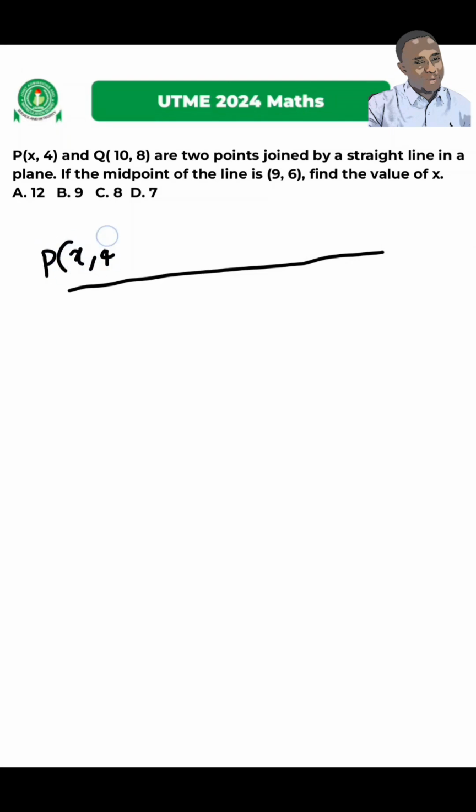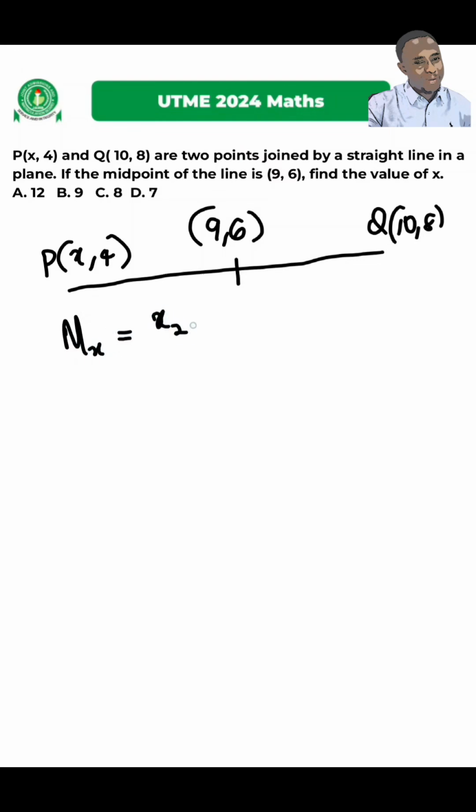X, 4 as P, and the other end is 10, 8. Now the midpoint is 9, 6. So to solve this question, try to remember how you find your midpoint. Remember that the midpoint for the x value is x2 plus x1 divided by 2, basically the average of the two x coordinates. So in this case, I have x plus 10 over 2.